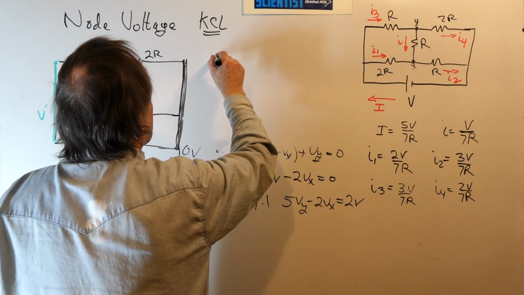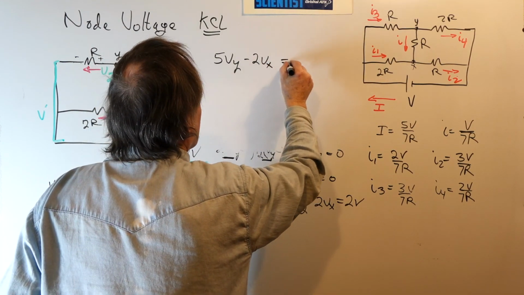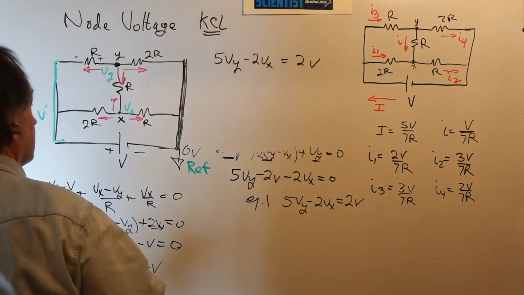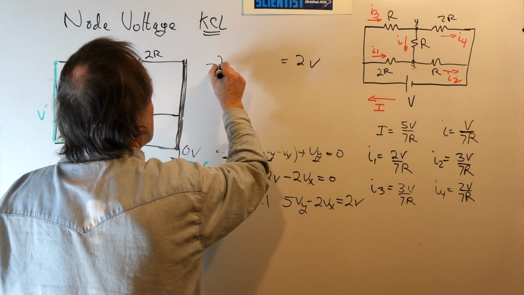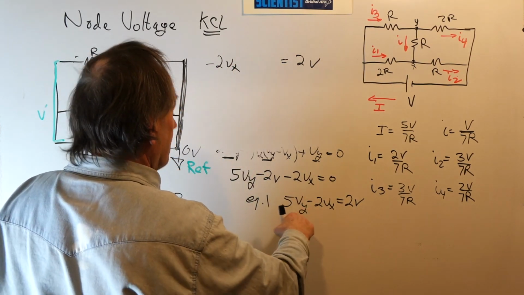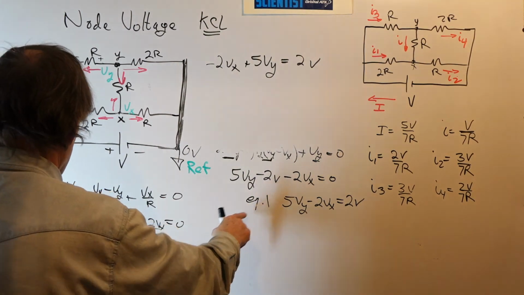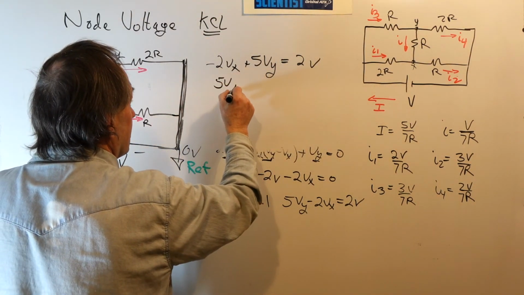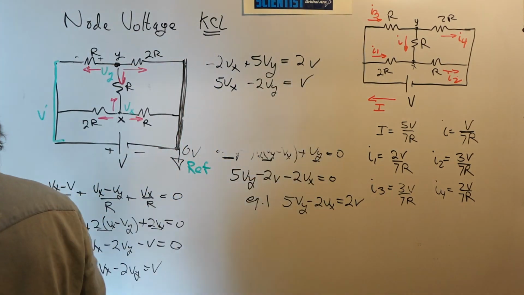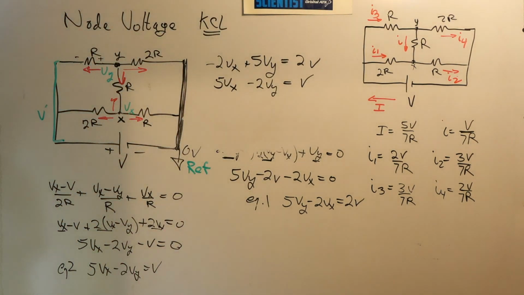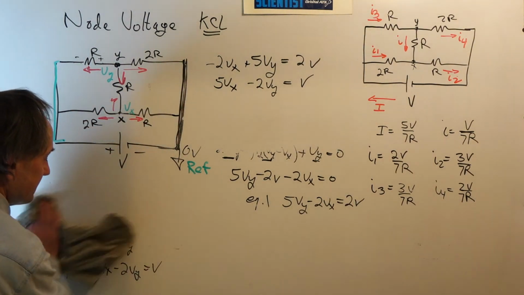So we have 5Vy minus 2Vx equals 2V. Well, I'm going to write it a little differently here. I'm going to put the x's, the Vx, first. So I have minus 2Vx plus 5Vy equals 2V. That's equation 1. Our equation 2 is 5Vx minus 2Vy is equal to V. So those are our 2 equations involving our node voltages Vx and Vy.